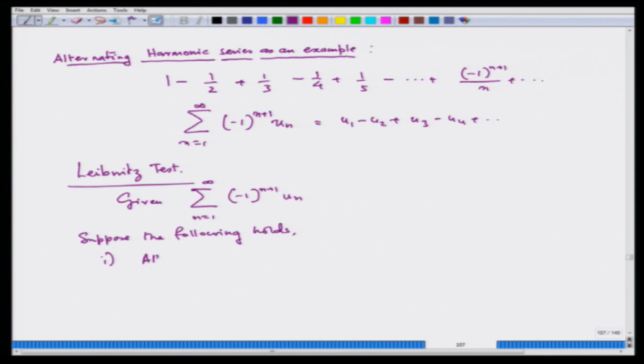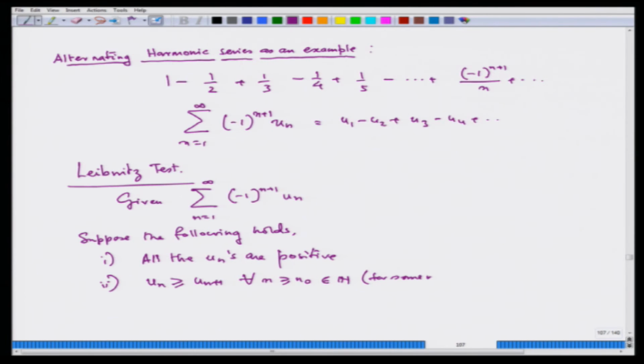All the u_n's, these u1, u2, u3, so there is a sign in before them, does not matter, all the u_n's are positive. Second, u_n is greater than u_(n+1) for all n greater than or equal to some n naught.